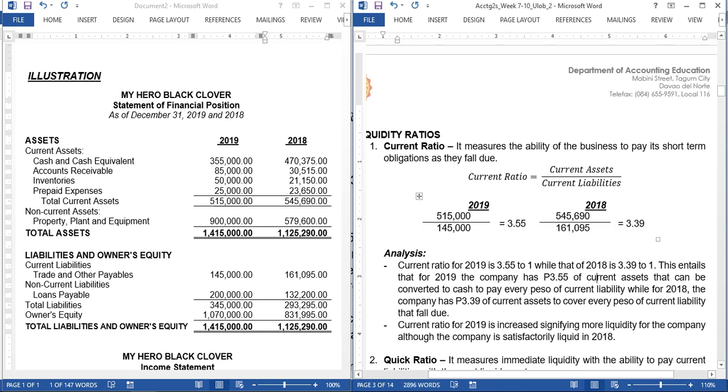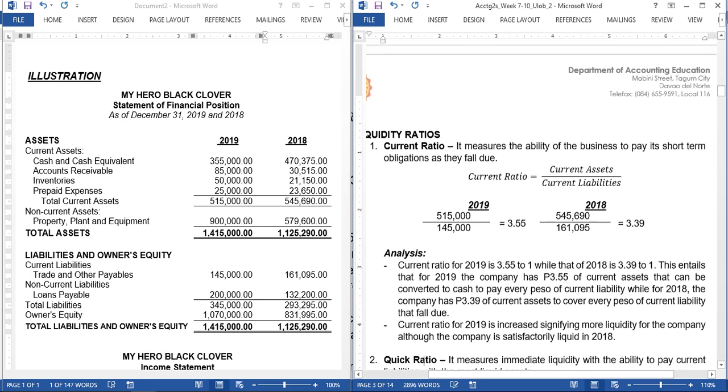If you were to compare this one, okay, the current ratio is increasing, signifying more liquidity of the company, okay? So, although the company is satisfactorily liquid in 2018 pa lang. So, as you can see, based on the comparison of 2019 and 2018, nag-increase yung current ratio ng company. So, it means to say, increasing yung ability ng company to pay short-term obligations.